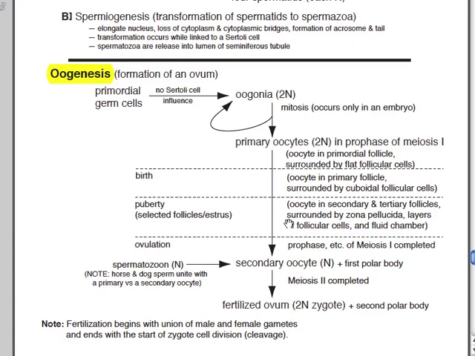And then following puberty, there are selected follicles at each estrus period that are going to develop and lead to ovulation. It is at ovulation then that meiosis 1 is completed. Ovulation releases the oocyte from the follicle and it's able to complete meiosis 1. Meiosis 1 leads to a secondary haploid oocyte, and if that is fertilized, it will complete meiosis 2. So we end up with a zygote, a fertilized secondary oocyte.